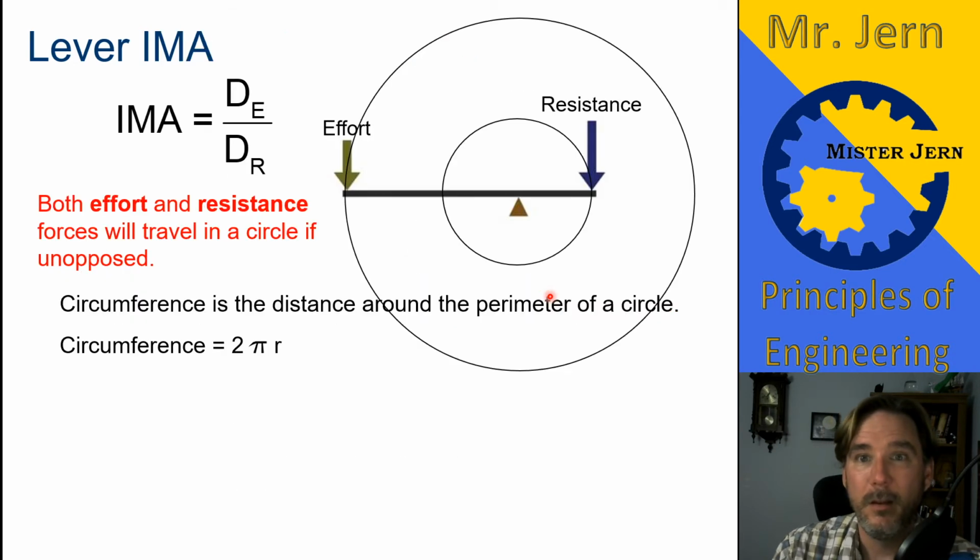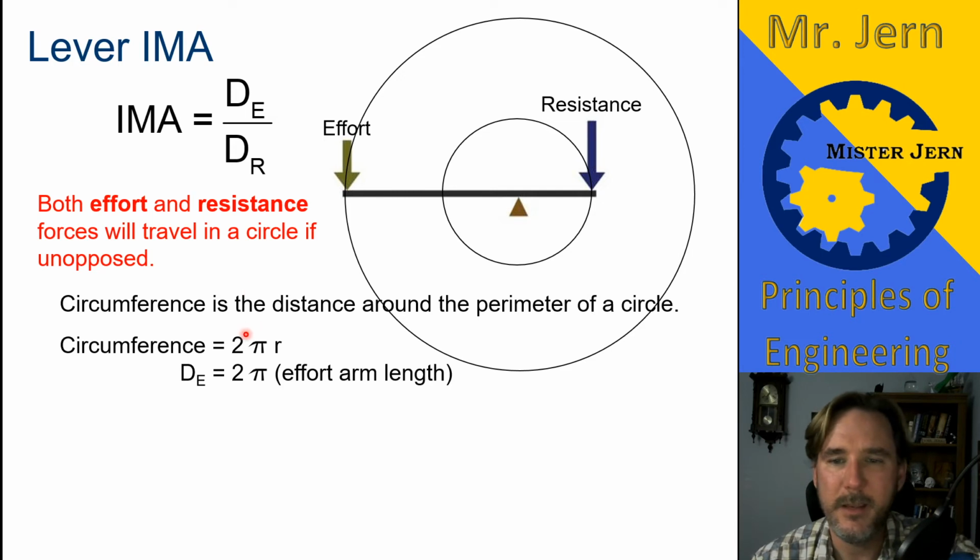All right. So the lever IMA, the ideal mechanical advantage, how do we figure that out? Well, just like any IMA, we take our effort distance divided by our resistance distance. Now the circumference around any circle is just going to be 2 pi r, right? So we translate that into our effort distance is going to be 2 times pi times r, and r is the effort arm length. So what is the radius? That's going to be however long this arm is. If you think about it, this is going to spin around in a circle if we just let it spin. So we could treat it like it's a circle.